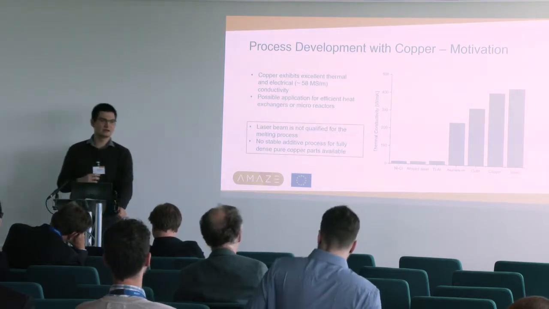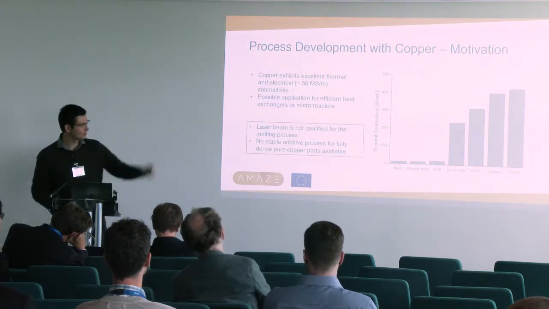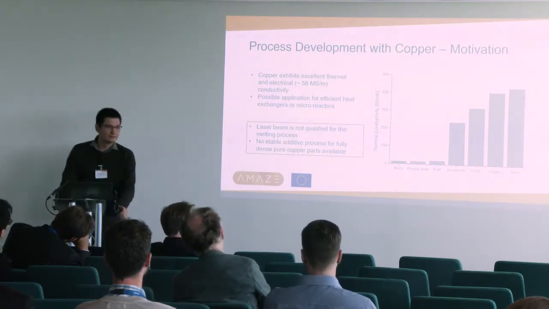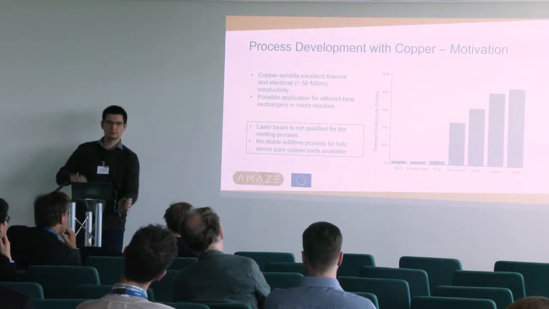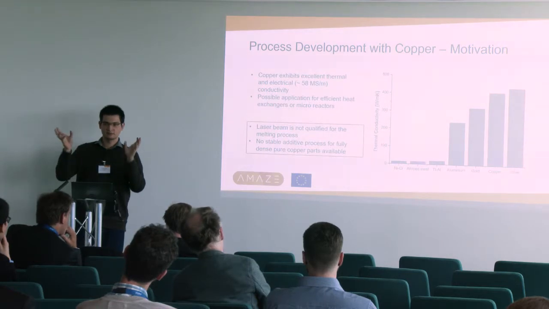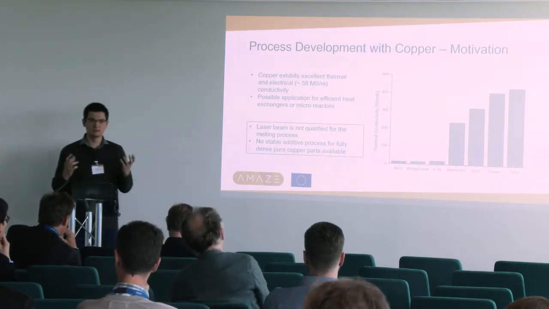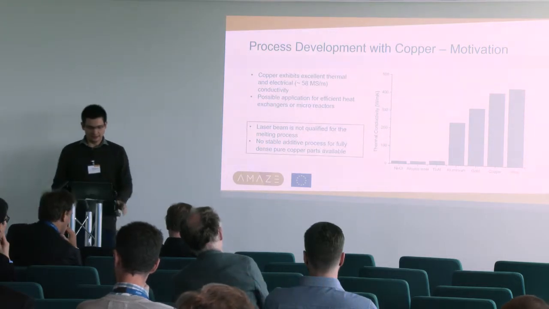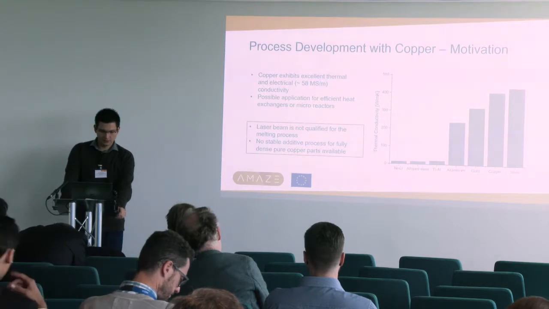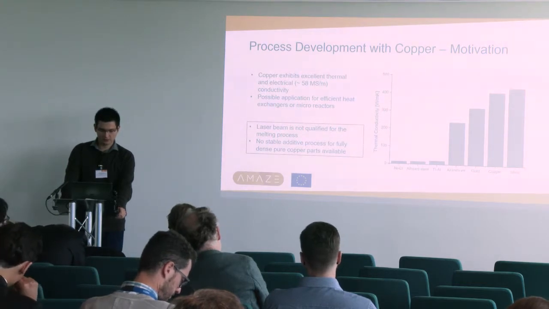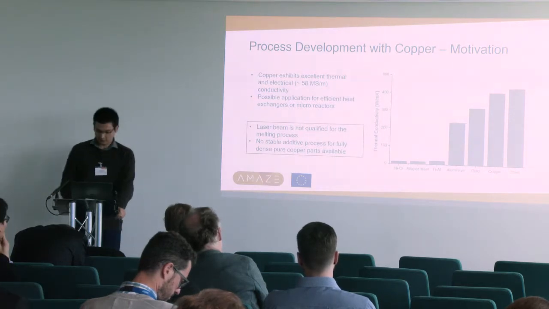Plus, copper has a high thermal and electrical conductivity, what you can see here. This means it's good for the electron beam process because it has a high electrical conductivity, so the electrons go away. You don't have this powder blow up as for other alloys. And we can use the absorption of the electron beam. So what did we do with that?